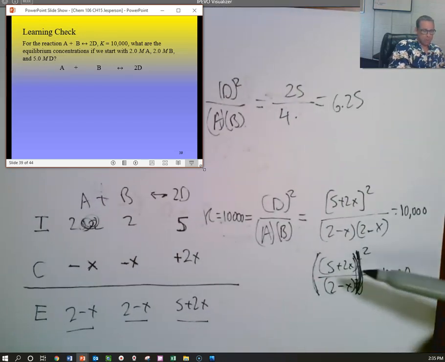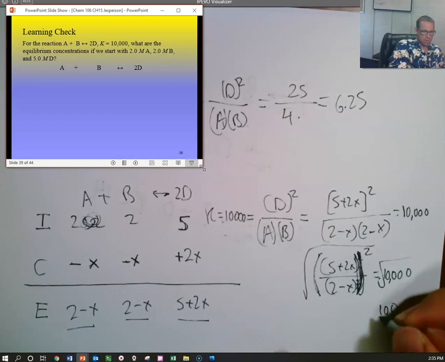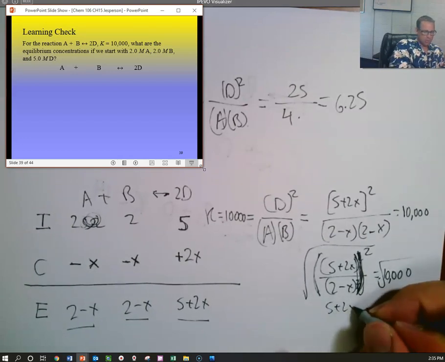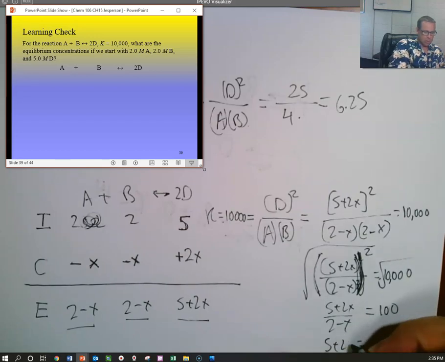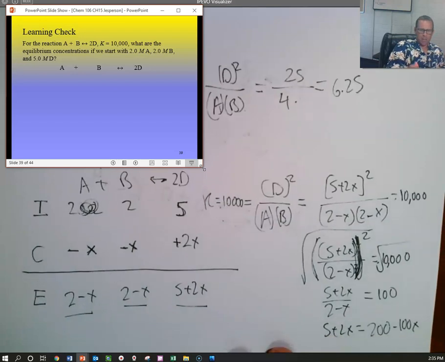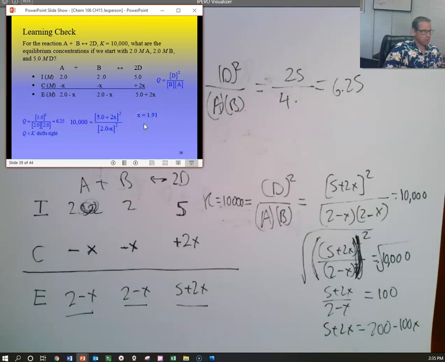Okay, good. So we got 5 plus 2x over 2 minus x, the whole quantity squared. So then I can take the square root of both sides and get 100 being equal to 5 plus 2x over 2 minus x. And then I can continue, multiply this side by 2 minus x. 200 minus 100x equals 5 plus 2x. And then I can just collect like terms and finish that problem. And the x value ends up being 1.91.